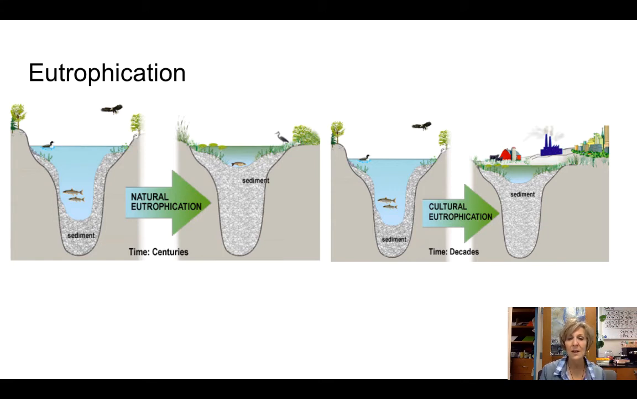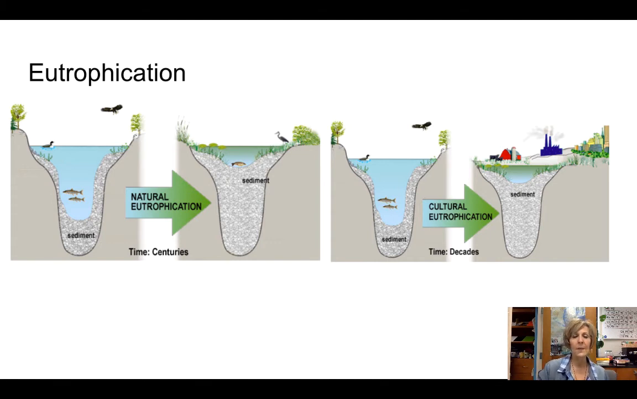This is a really important topic, and this is another one that humans have definitely messed up. So the process of eutrophication, where you have a lake that slowly begins to fill in with sediment over centuries, then you would get a wetland, and eventually you would get a grassland, and then you would eventually get a forest, right?